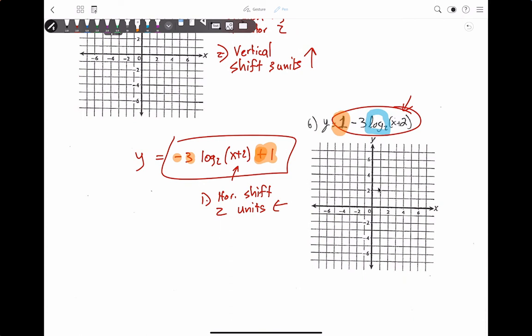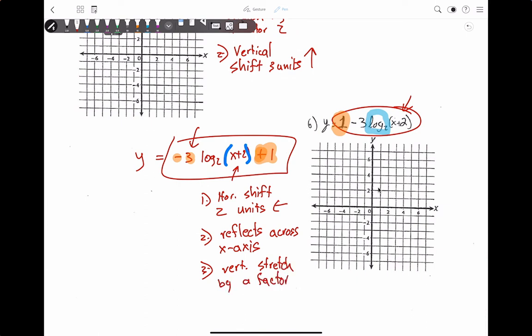So let's do that negative first. Well, this is not inside parentheses. When I say not inside parentheses, I'm talking about these parentheses. So we know it's vertical. So it's a vertical reflection, reflects across the x-axis. And then this 3 is a vertical stretch because it's bigger than 1, and you follow the rule with vertical, by a factor of 3. And then last but not least, this was a vertical shift 1 unit up.